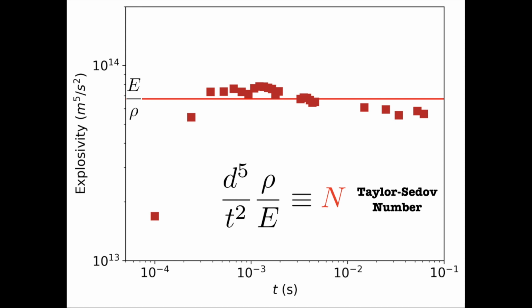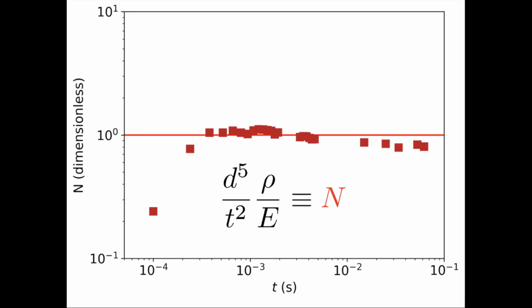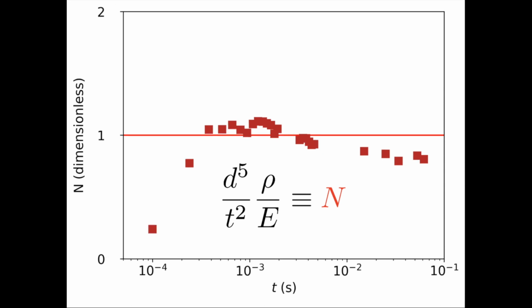Now, instead of plotting the instantaneous explosivity over time, we can very well plot the value of the Taylor-Sedov number, n, versus time. Switching to a linear scale for n, we see that most data points are close to the line n equals 1, which is just another way of saying that most data points follow Taylor's regime.